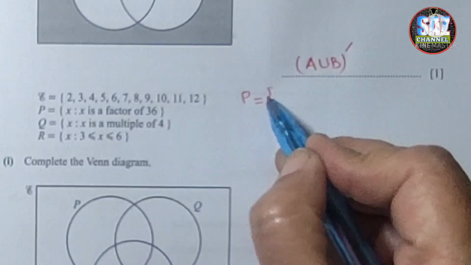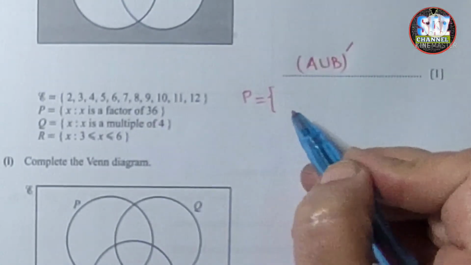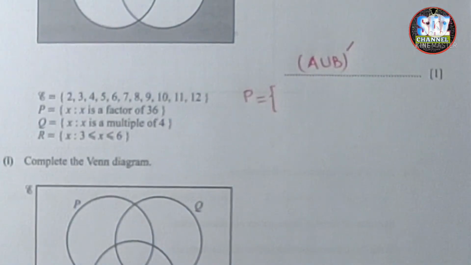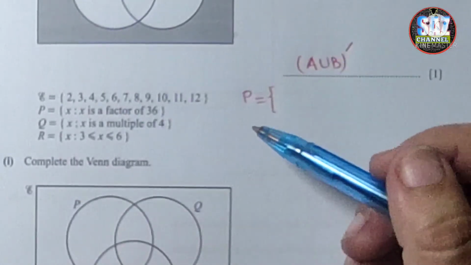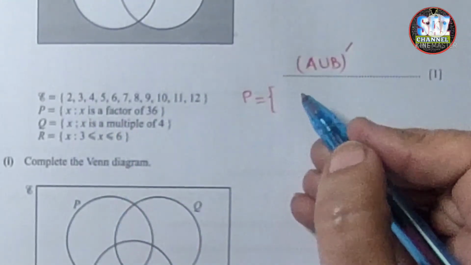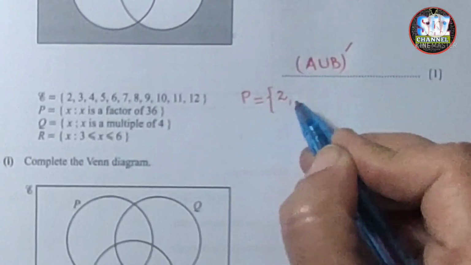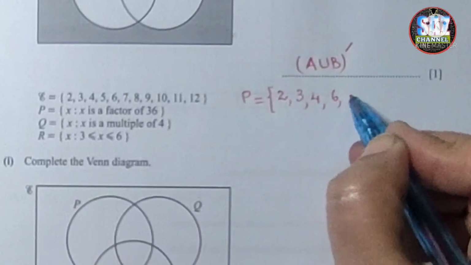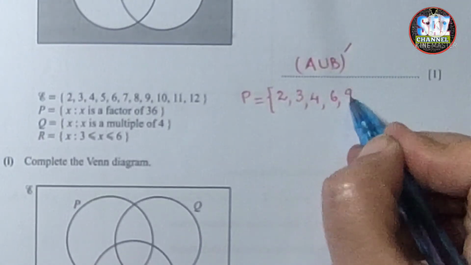Factors and multiples, we should have a very good idea of them from D1 chapter number 1. You can see, students, that the examiner is not testing the concepts directly. Factors and multiples are concepts of D1, but it's testing them in a D2 question as well. What are the factors of 36? From this, 2, 3, 4 is a factor of 36, 6, 9, 12.